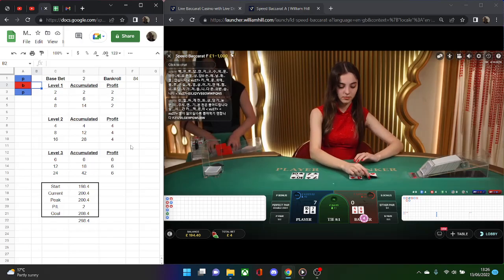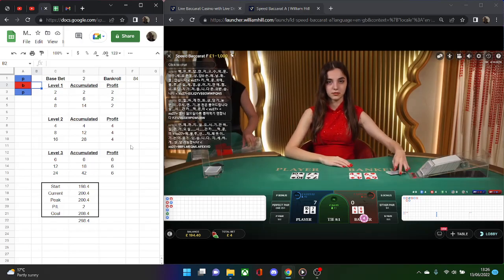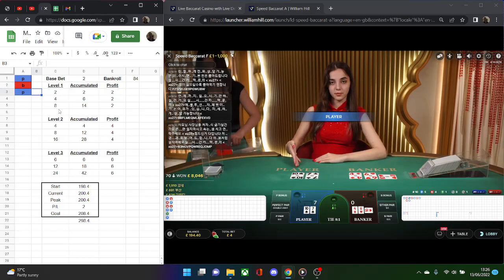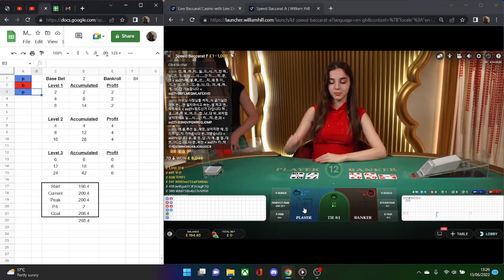I need a little bit of help. Didn't get it. Definitely need some help this time. Didn't get it. So now it's going to be £8 on player.